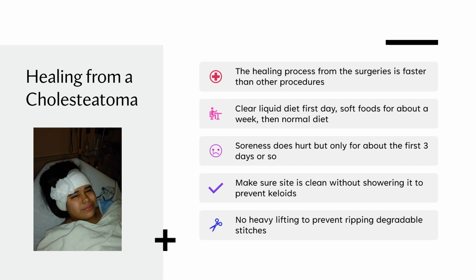And it also causes keloids, which are basically lumps of skin that form around it or on top of the incision site. And they harden and they get very, very lumpy. Make sure there is no heavy lifting to prevent ripping the degradable stitches that will go away on their own.